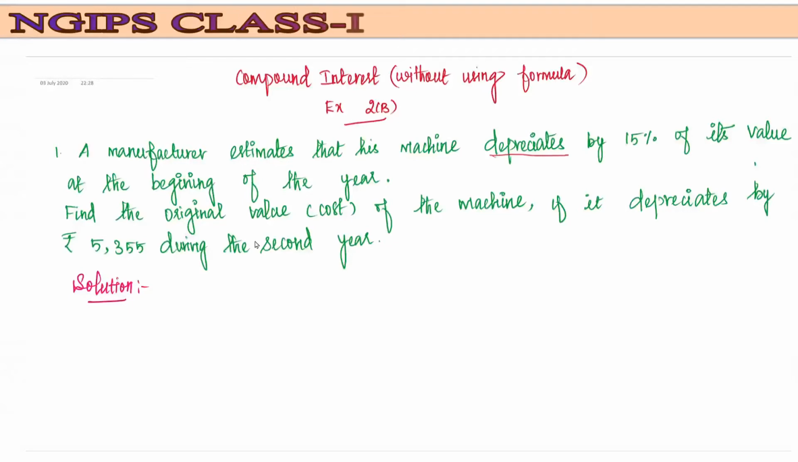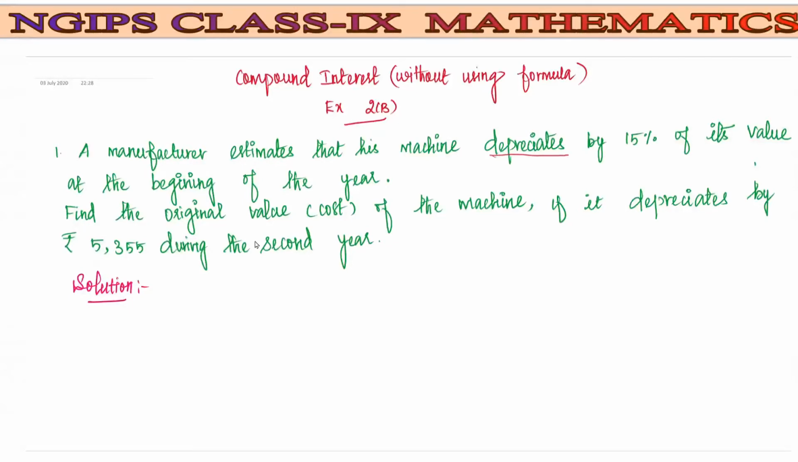Today's session we are going to discuss compound interest without using formula. In that we are going to see exercise 2b. Here we have the first question. A manufacturer estimates that his machine depreciates.